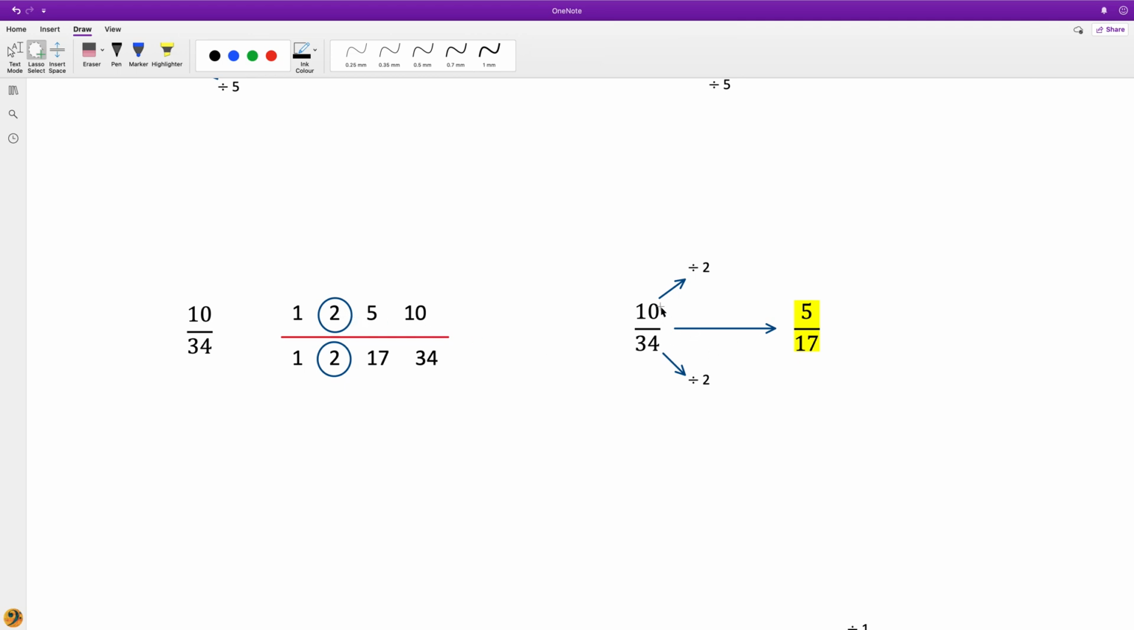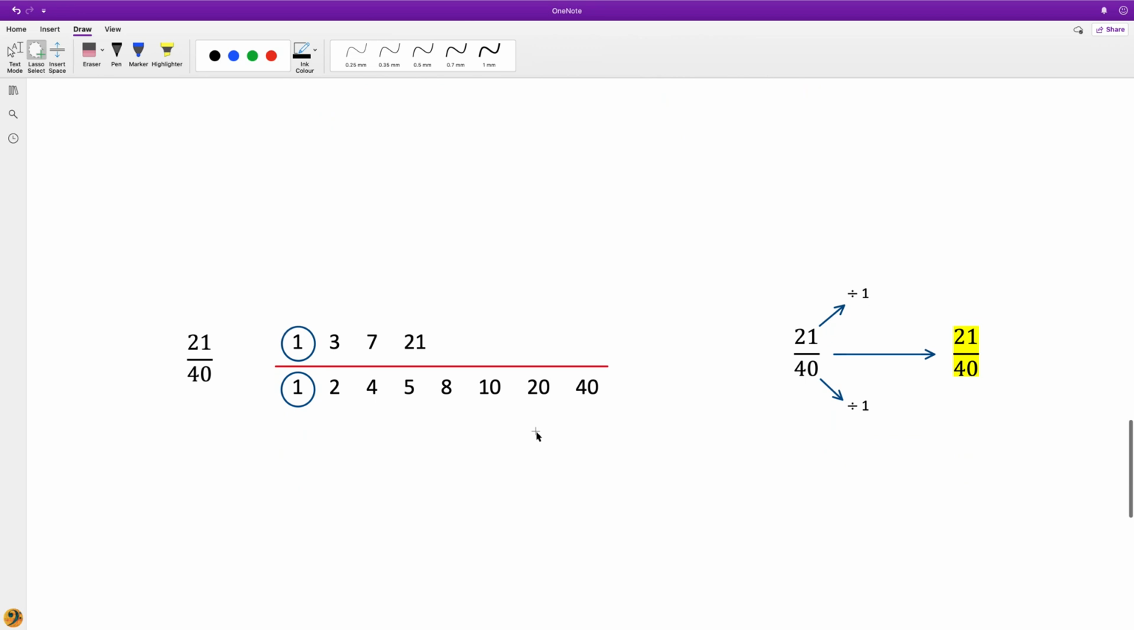So then we go ahead and get our numerator, which is 10 divided by 2, gives us 5 over here. And then our denominator, which is 34, we divide that by 2, which is our highest common factor, and that gives us 17. Okay, so when we simplify 10 over 34, we show all of this working out here, and we get our final answer of 5/17, or 5 over 17. Okay, very good. And we got another example here.